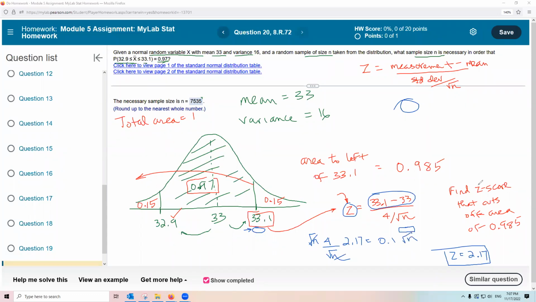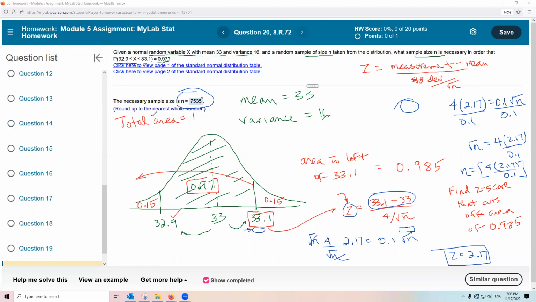So what I'm left with here is 4 times 2.17 equals 0.1 times the square root of n. Now I'm going to divide both sides by 0.1. And so I have the square root of n equals 4 times 2.17 over 0.1. Square both sides, so n is going to be this expression squared on my calculator. If I work this out, I'm going to get the answer 7535.